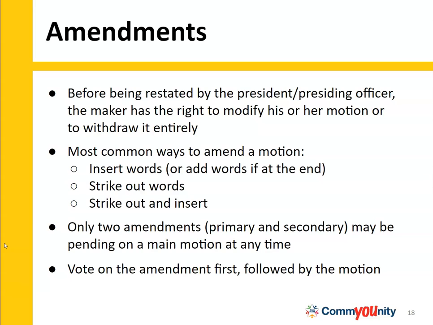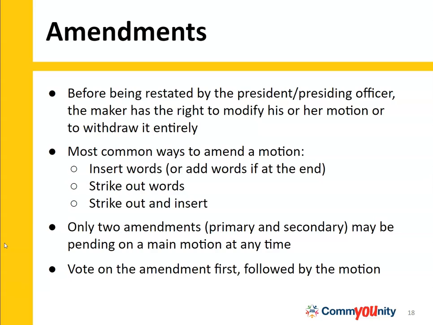Only 2 amendments may be pending on a main motion at any time. The primary amendment is the first amendment made, and a secondary amendment may be made that amends, not the motion, but the amendment to the motion. You address the amendments in reverse order. You first vote on the secondary amendment, the amendment to the amendment, then the primary amendment. Finally, you vote on the original motion, which may or may not have been amended.